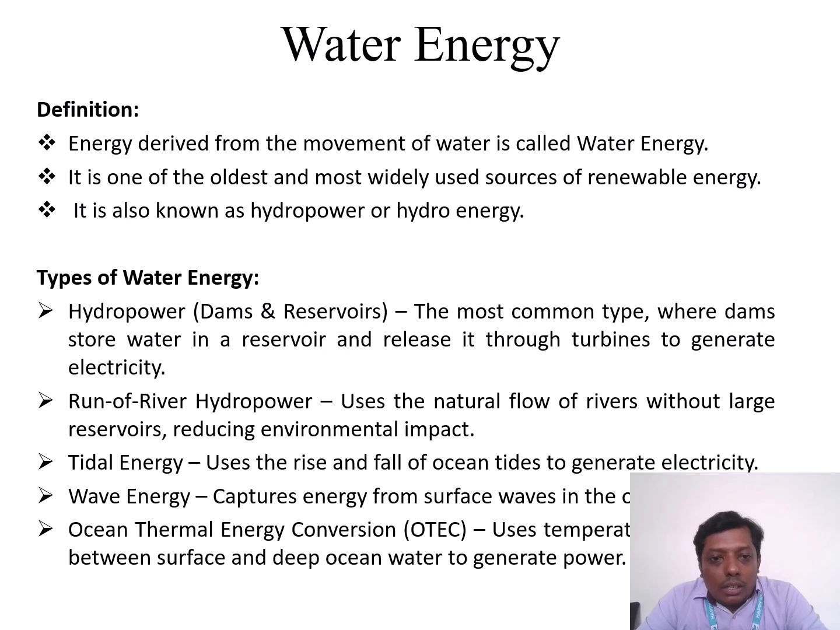Types of water energy. The first one is hydropower. The second one is run-of-river hydropower. The third one is tidal energy. The fourth one is wave energy. The fifth one is ocean thermal energy conversion. So these are very important types of water energy.